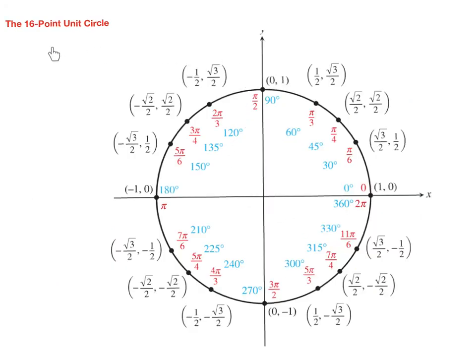Okay, here we have the 16-point unit circle, where we have all of our special angles, the quadrantal angles. We have all of the 30-degree reference angles, all of the 45-degree reference angles, and all of the 60-degree reference angles, right here and here. So you have all of the ordered pairs that exist at all of these angles, and you can get sine, cosine, and tangent from any of them. So this is basically what you have to have in your head.